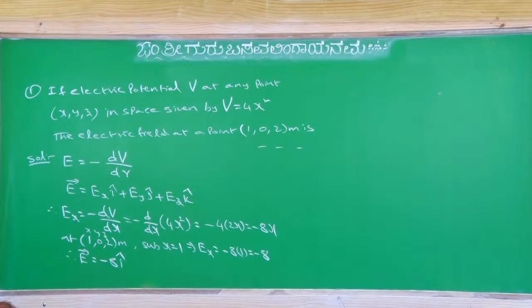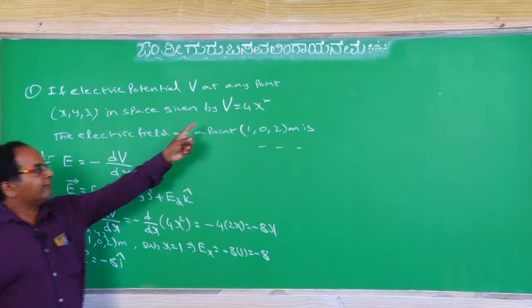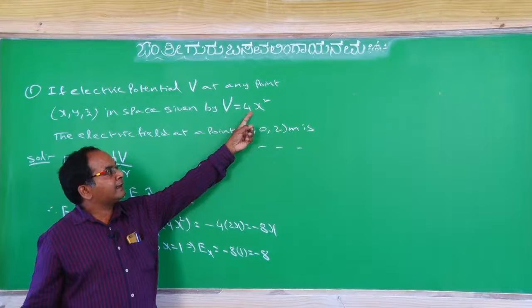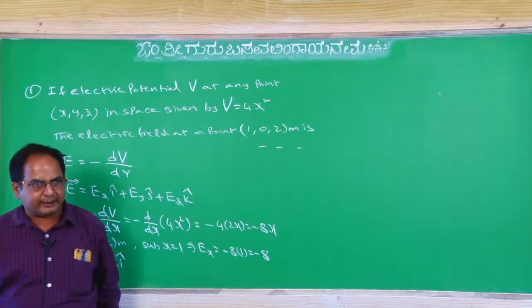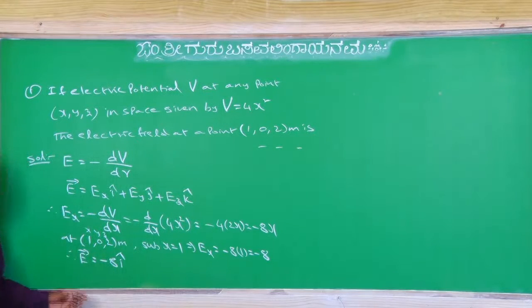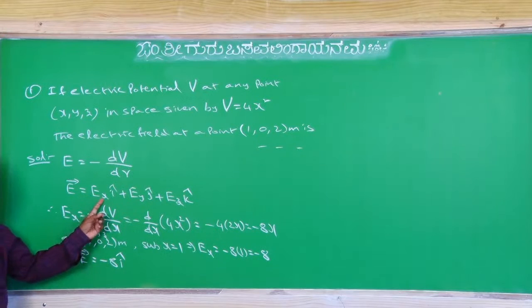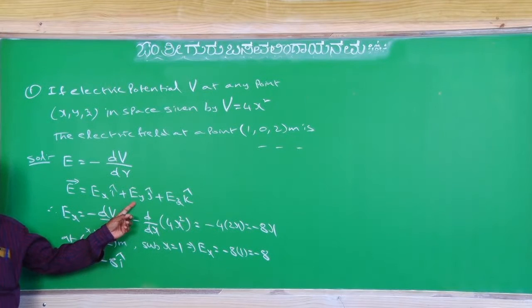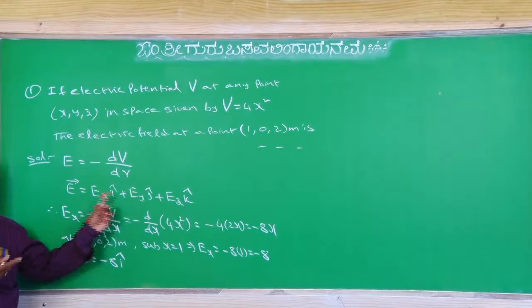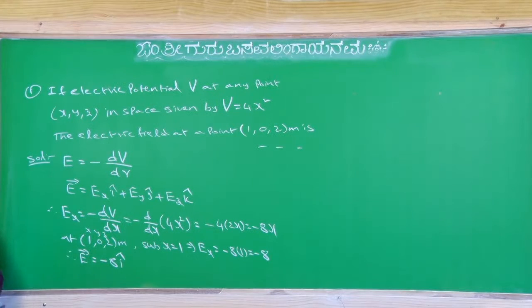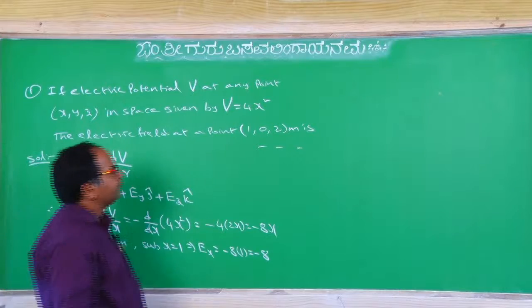Suppose here the function given is V is equal to 4x square plus 5xy. Then you should take Ex and Ey both. Here, how many variables are there in V, we should take that many components. Next one.